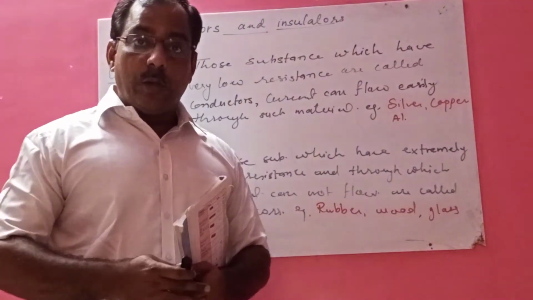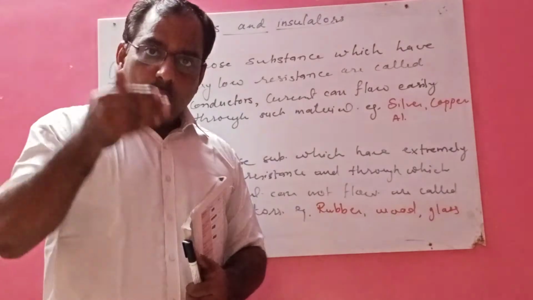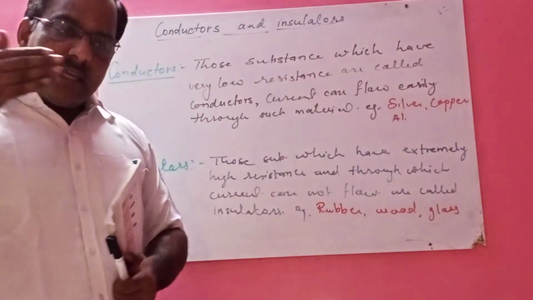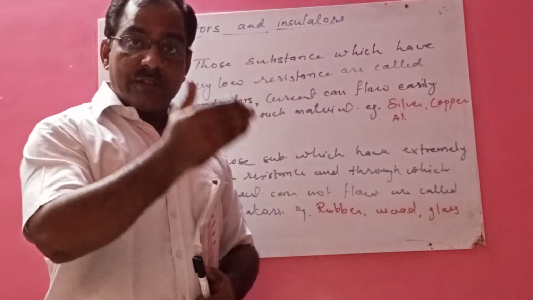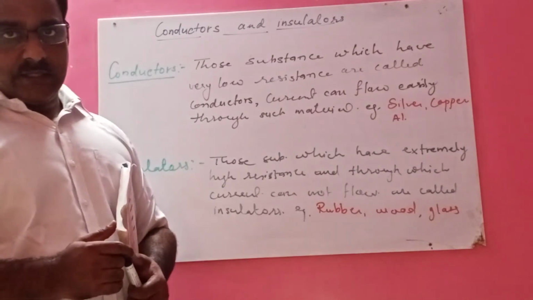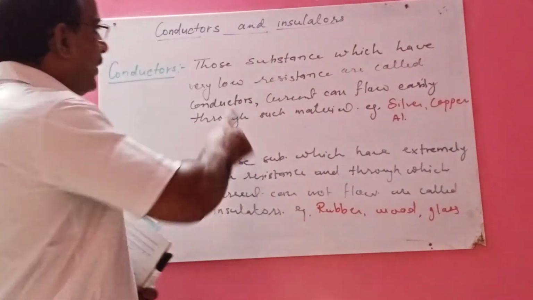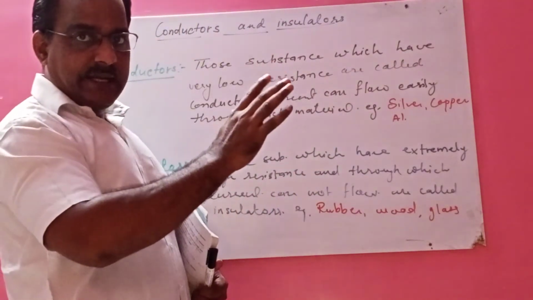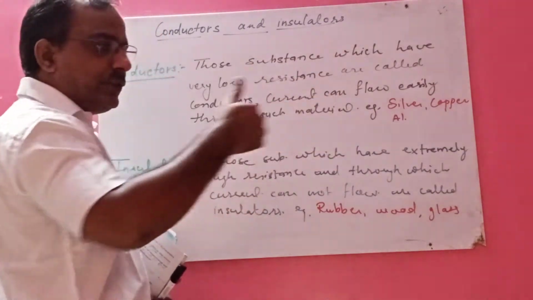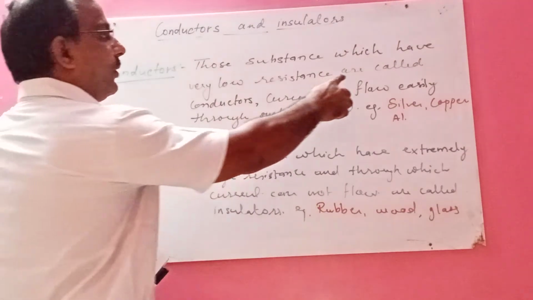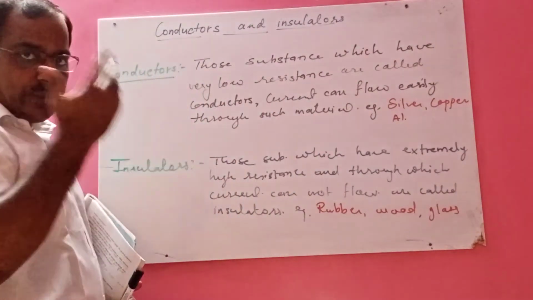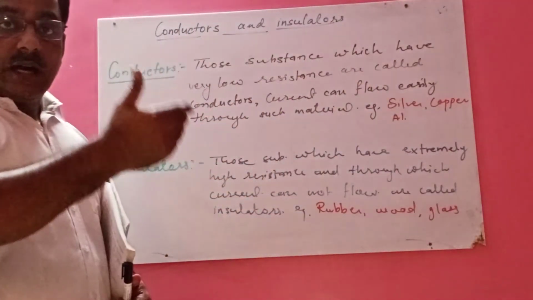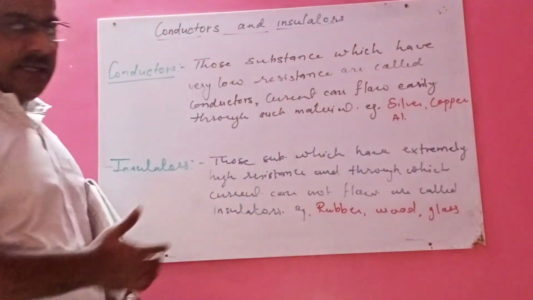Example, we are using copper wire in a house. This copper wire has less hindrance, means fewer ions, fewer atoms. They easily allow the flow of electrons. That is why these substances are called good conductors. So those substances which have very low resistance, means they allow the flow of electrons easily, are called good conductors. Examples are silver, then copper, aluminium. All these are good examples of conductors.